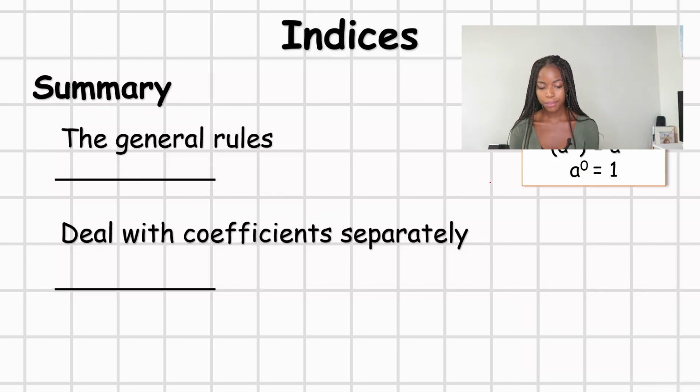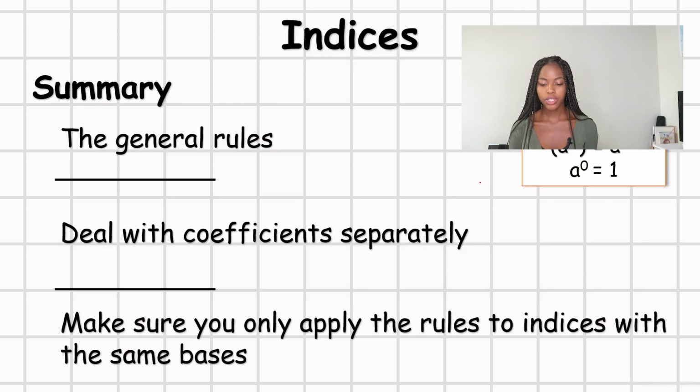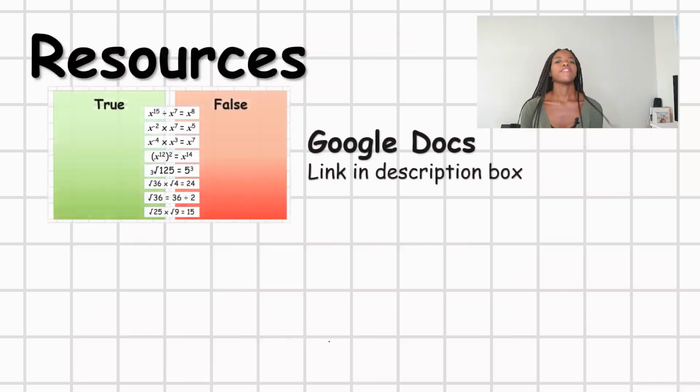And the third thing to remember is to make sure you only apply the rules to indices with the same bases. So what this means is that we couldn't do c to the power of 3 times b to the power of 4 and just add them together. We would only be able to add them together if they both have the same base. Hopefully you found that useful.